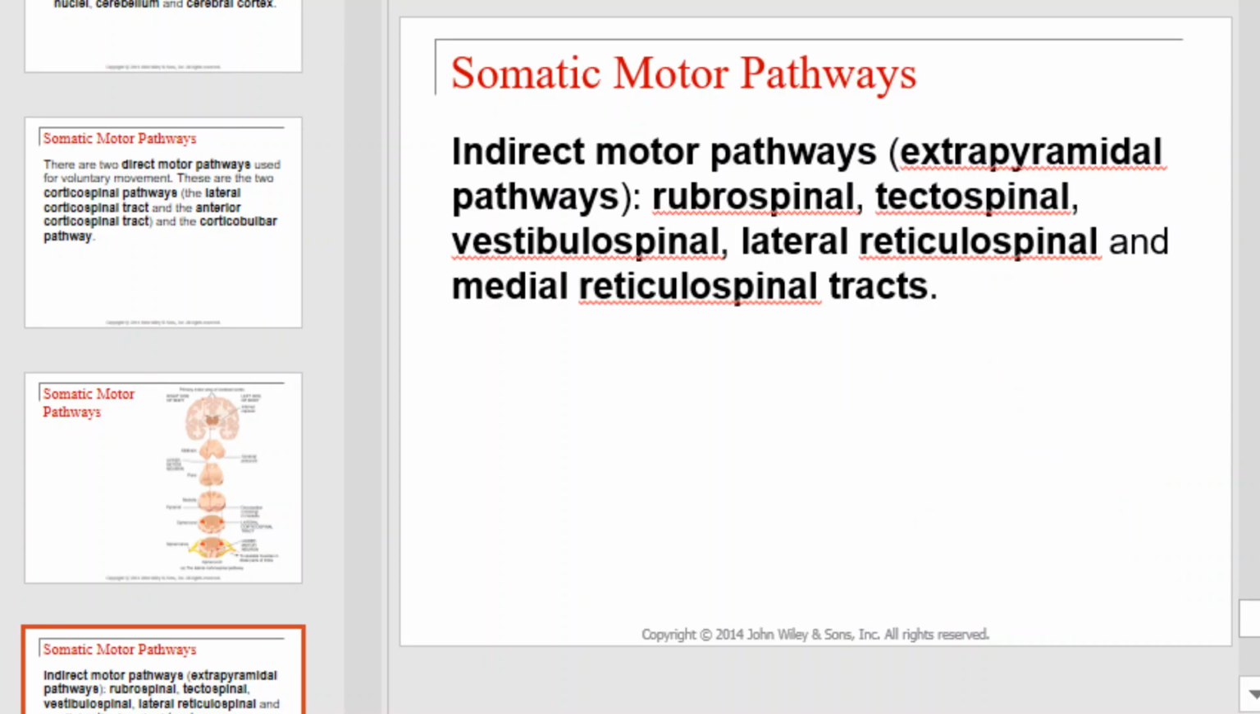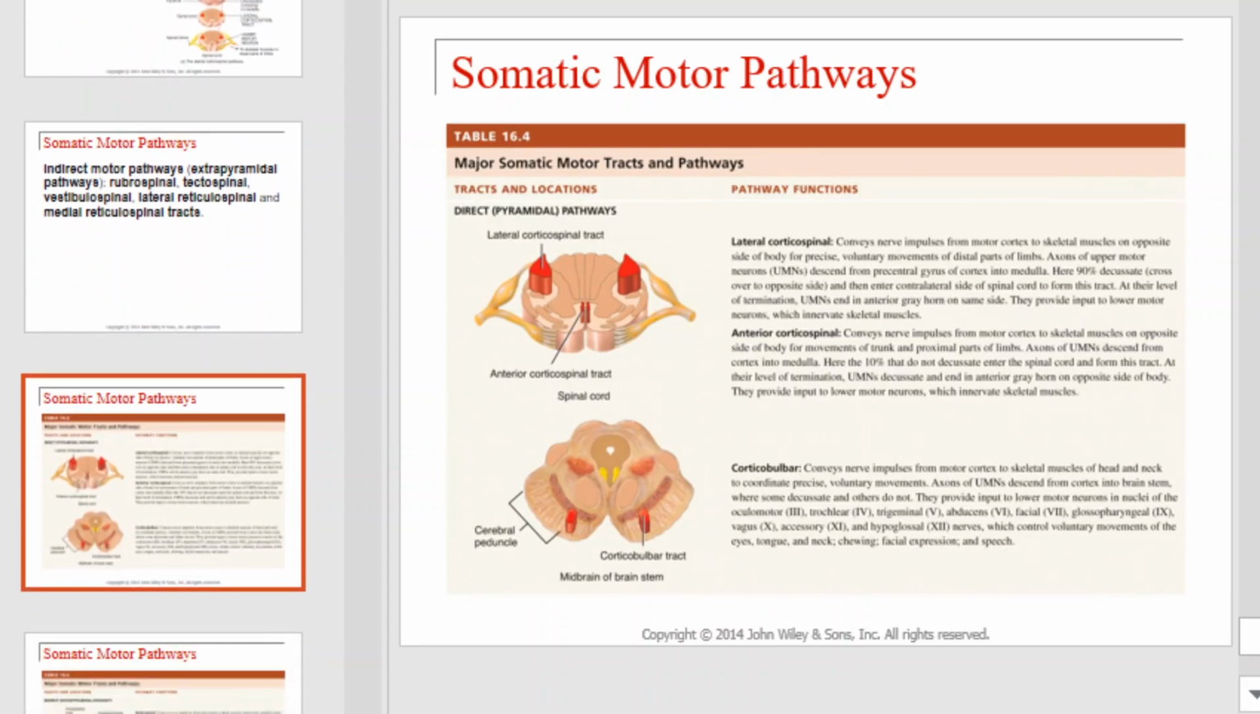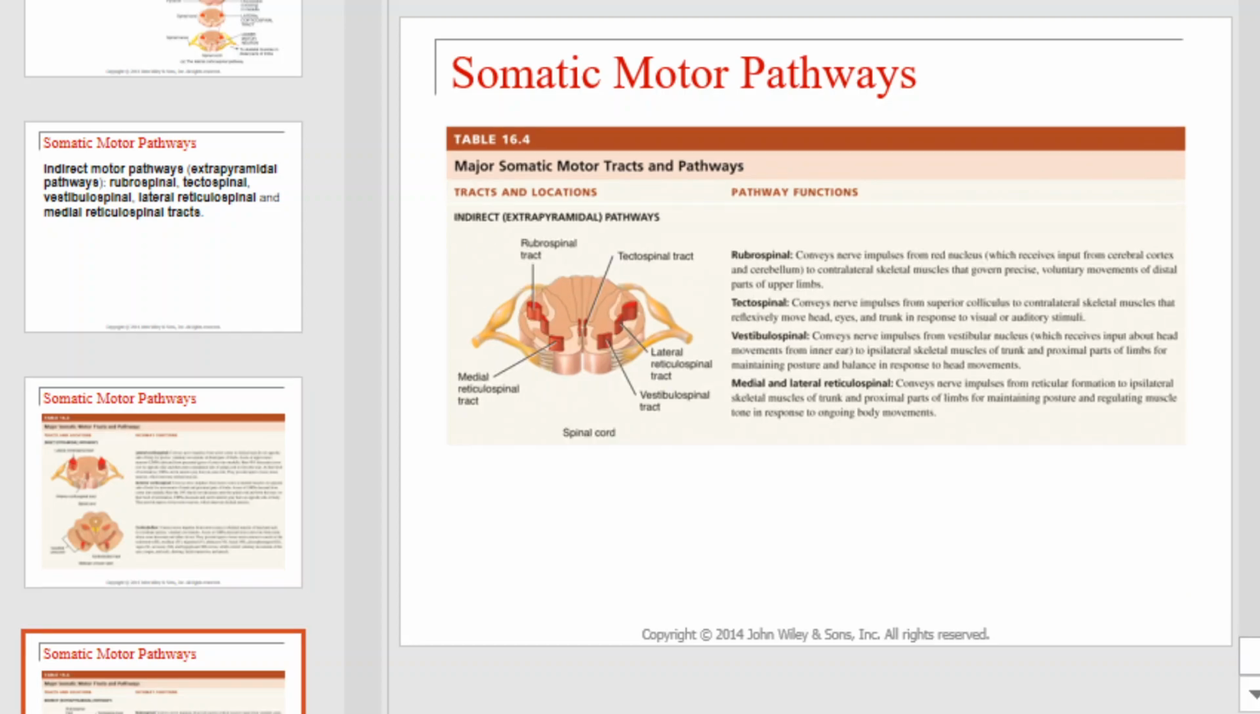Indirect motor pathways include the extrapyramidal pathway, lateral reticulospinal pathway, and medial reticulospinal tracts. This table will provide you with a summary of the major somatic motor tracts and pathways. And this concludes our coverage of sensory, motor, and integrative systems.